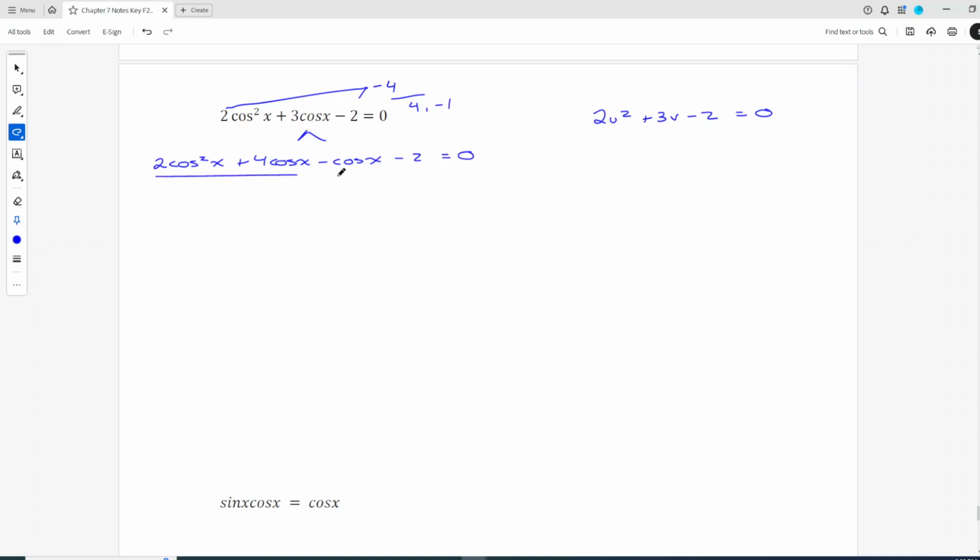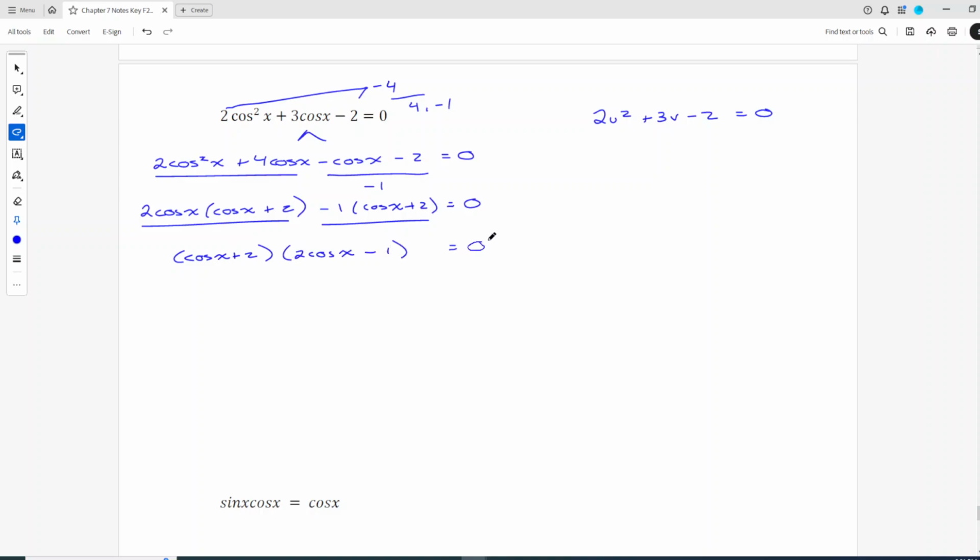Then we're going to factor by grouping. Out of the first group, I'm going to pull out a 2 cos x to be left with cos x plus 2. Out of the second group, there's nothing I can take out, but I always take the sign of the first term. So I'm going to take out a minus 1, and I'm left with cos x plus 2. Then I'm going to take the greatest common factor out of these two terms. I'm going to take out a cos x plus 2, and I'm left with 2 cos x minus 1.